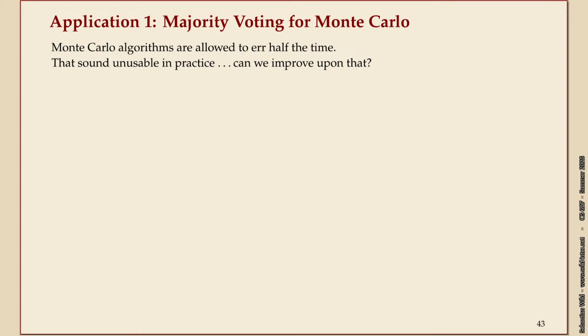The first application is our standard strategy to boost the success probability for Monte Carlo algorithms. Said already, if you're not happy with an algorithm that's wrong half the time, you just repeat it several times and take whatever the majority vote gave you. And we can even be more cautious. If there is no clear majority, we say we failed.